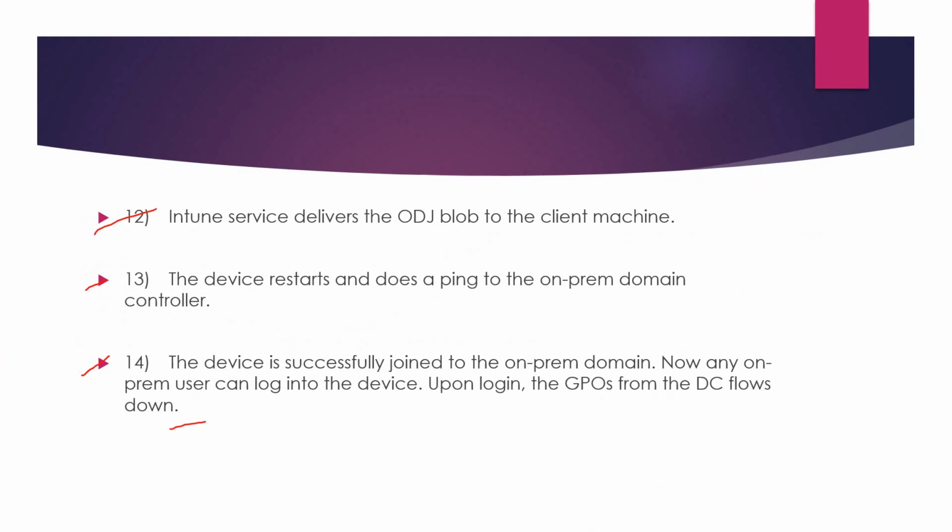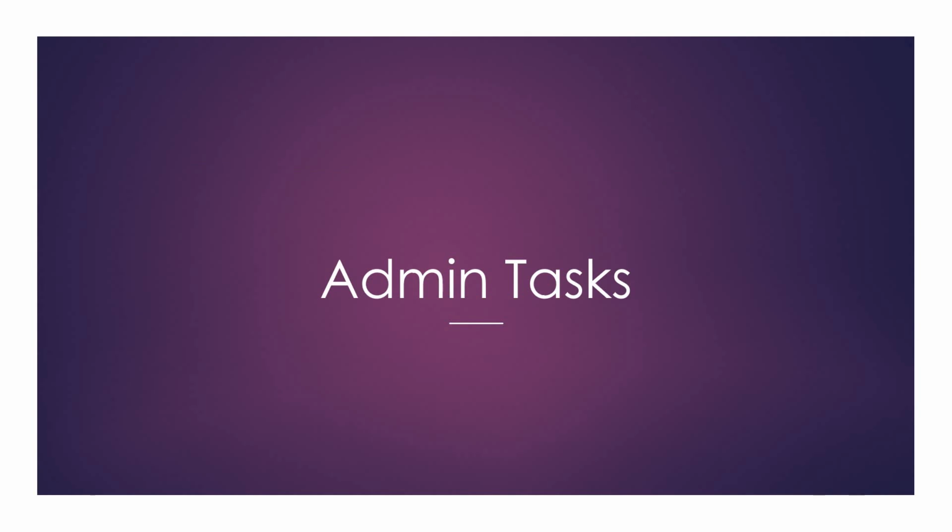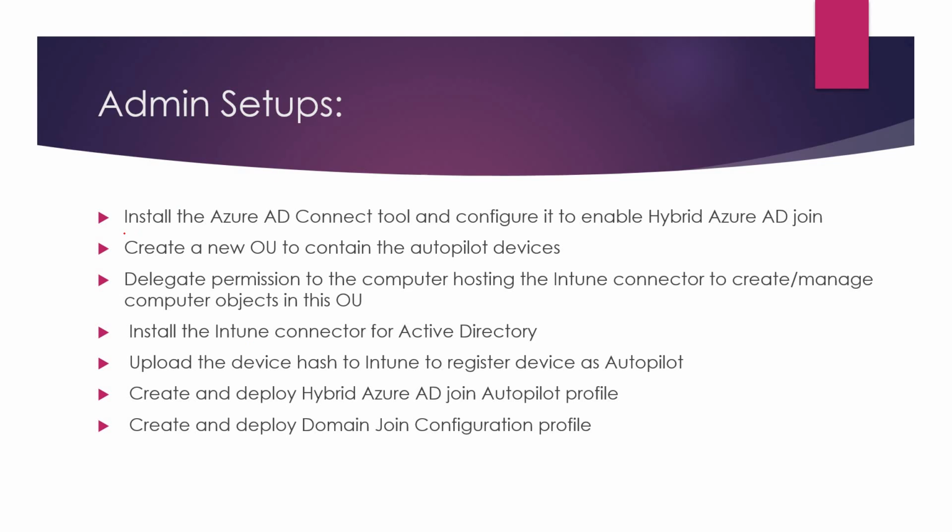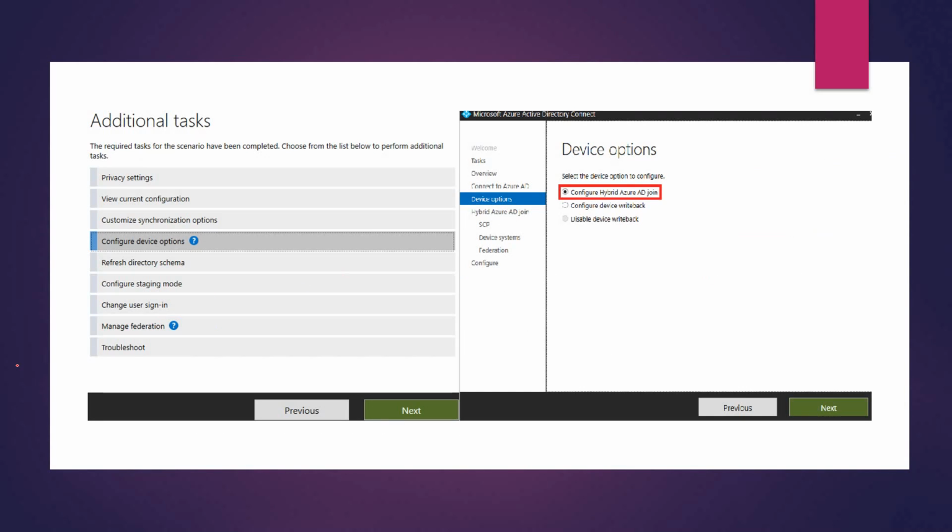Okay, so now let's discuss the admin tasks which the admin has to take care of. I know I've discussed a few of them in the flow itself, but let's review them once again. The admin has to install the Azure AD Connect tool and configure the hybrid Azure AD join. This is a prerequisite. So as I said, you have to install the Azure AD Connect tool, and when you install that, this is the snippet.